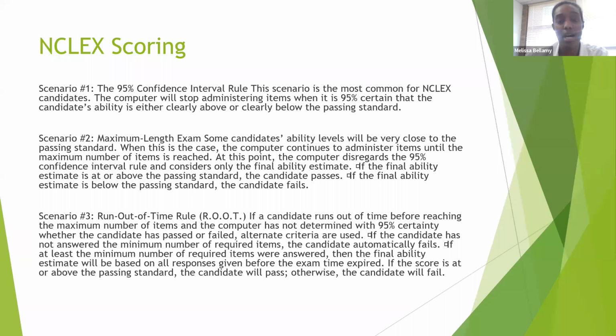So if they run out of time, whatever amount of questions that they've completed during that time is when they'll use the final ability estimate rule based on the amount of questions that they've answered. So if they, again, met the standard, they will pass. If they did not meet the standard, then they won't be successful on the exam.